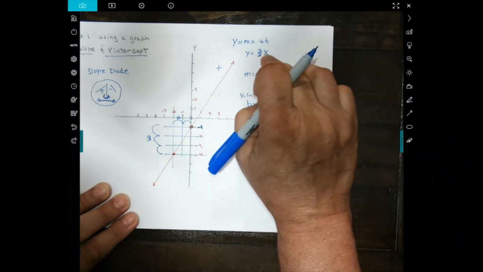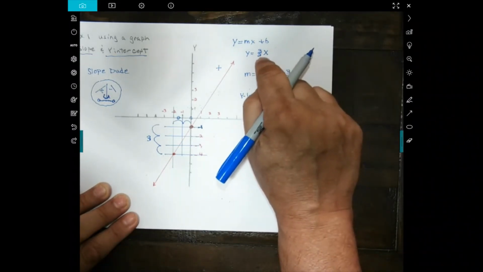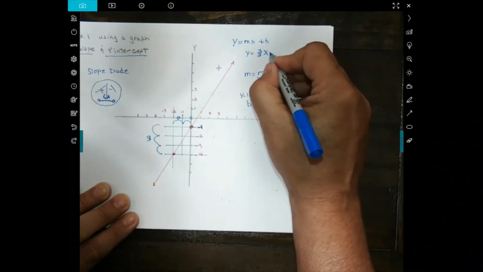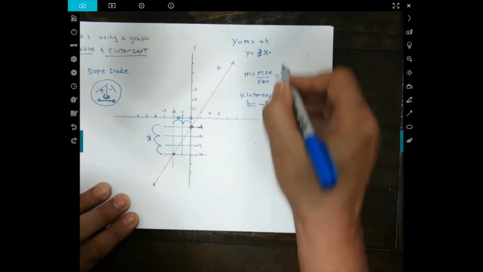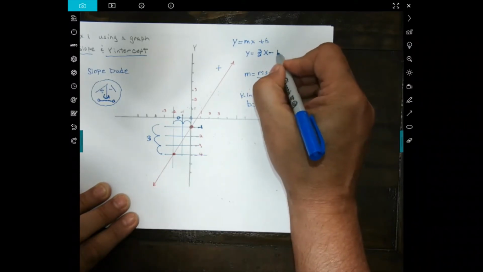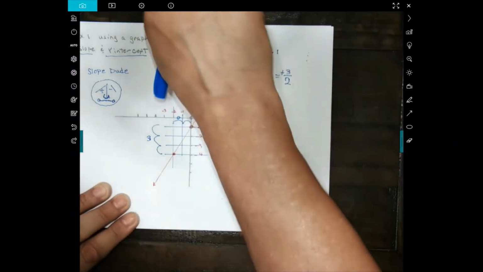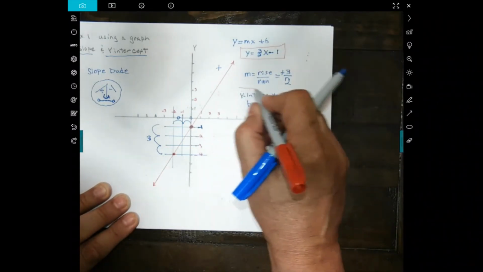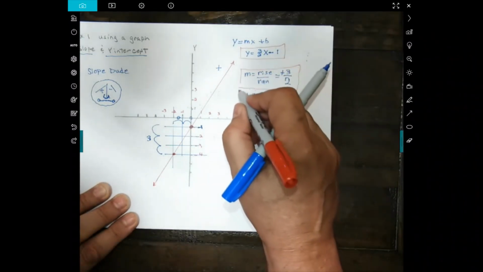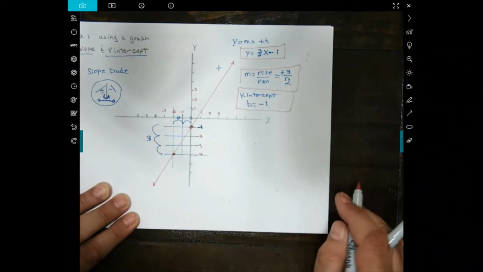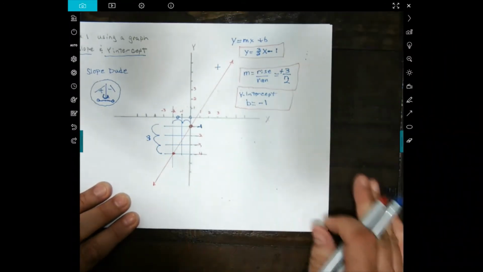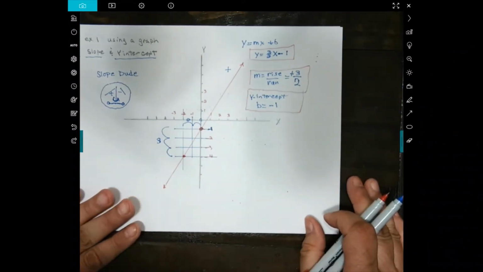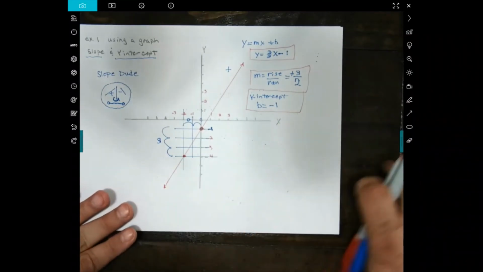Remember, that's a product. The slope is always connected to the f. It's the coefficient of the f, plus, in this case, my slope is -1, so it's going to be -1. And so here's my equation. Here's my slope. And here's my y-intercept. And we finished that problem. Just as simple as that when you're finding slope and y-intercept from a graph.